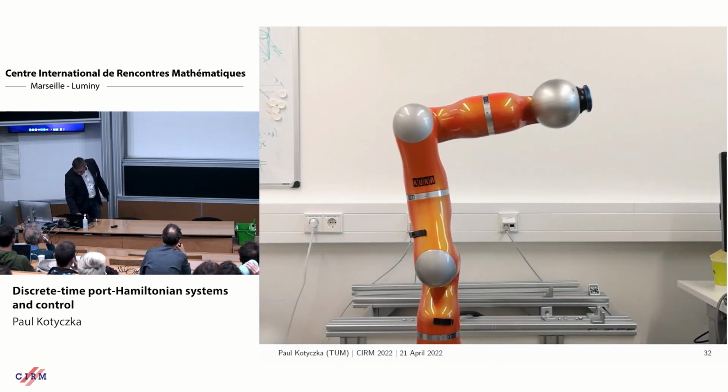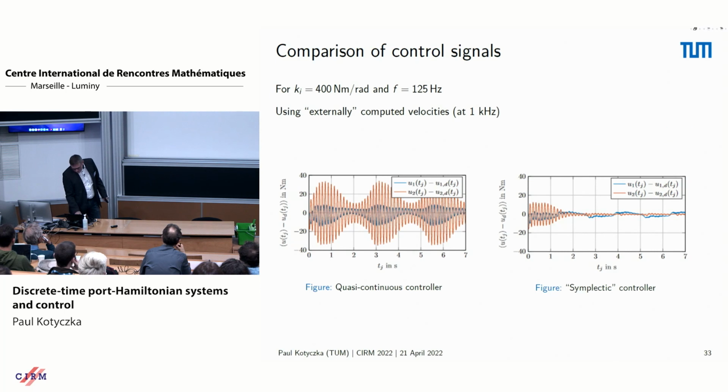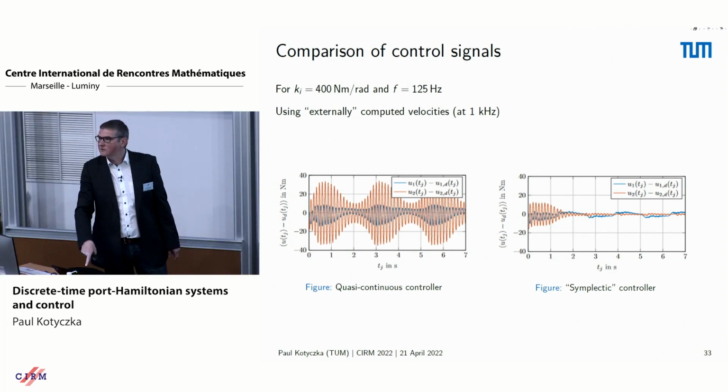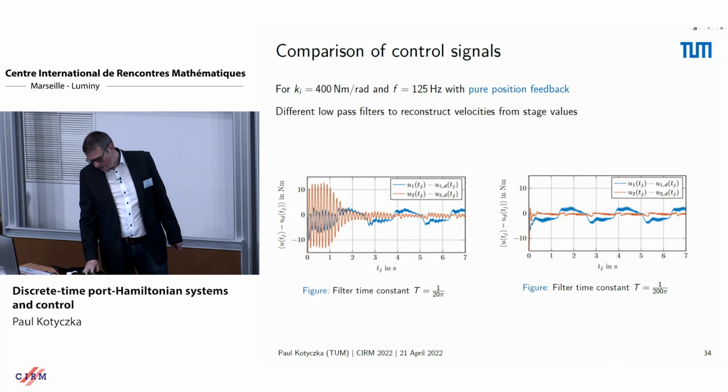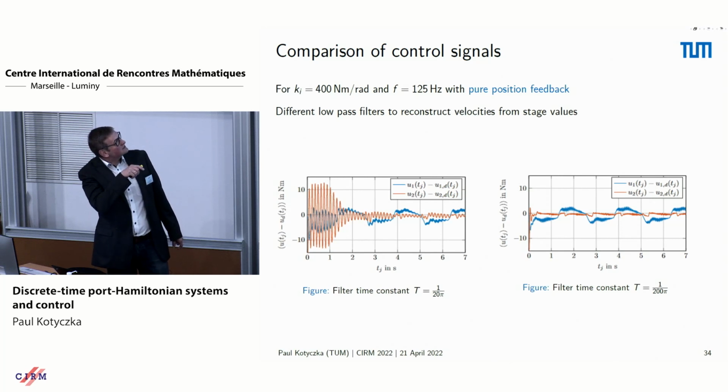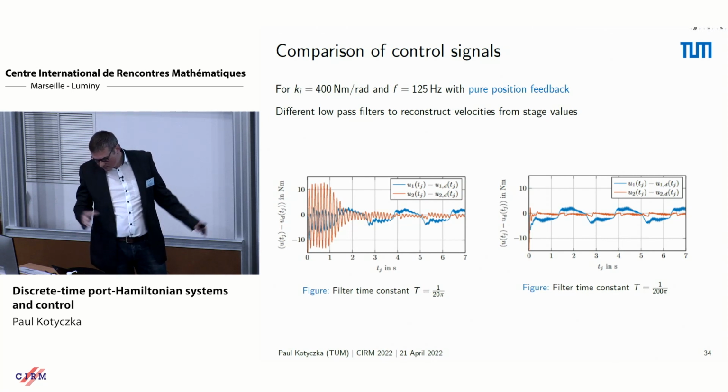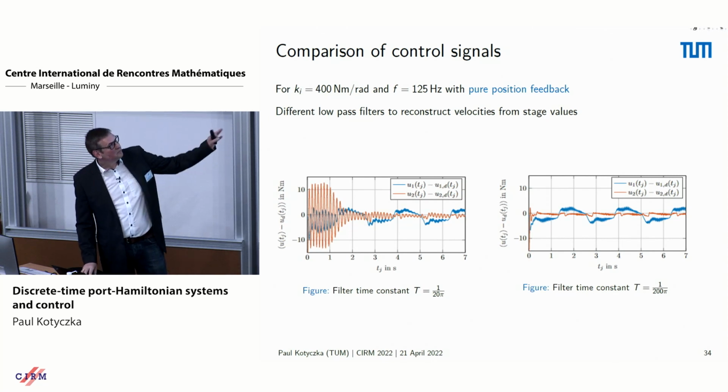Here you see the difference in the control signals. This is in the emulation controller, this is with our controller, and if we use some filtering, there's another scale, so the magnitudes are even smaller. If we take, as I said before, the difference quotient of the stage values and filter it accordingly, then it behaves much nicer.